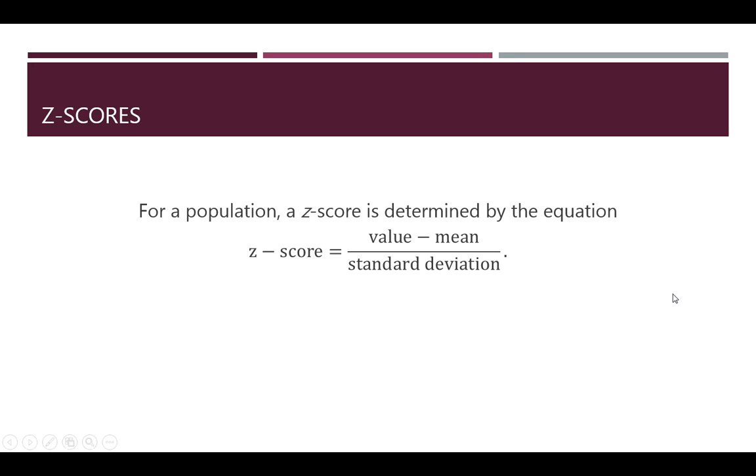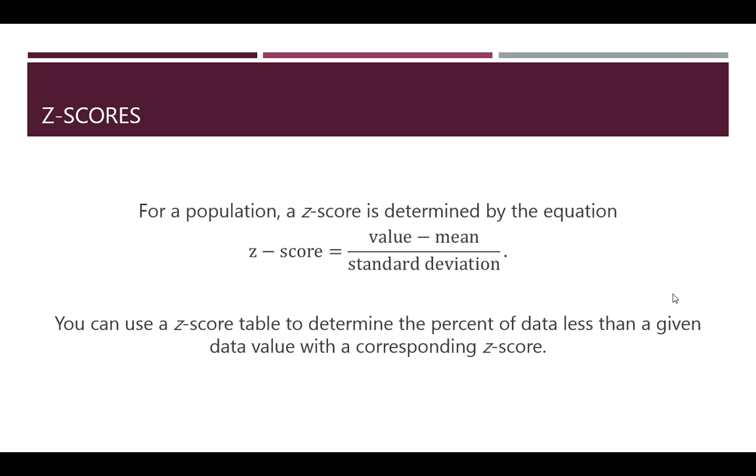So since last time we calculated z-scores, we're still going to be calculating z-scores today, but now we're actually going to use a z-score table. Once we look up our z-score on our z-score table, we will be given a number that gives us the percent of data less than a given data value with that corresponding z-score. So always remember that the percent that we're being given is always the data less than with that z-score. It's always less than. And we'll talk about what happens when we encounter more than in just a little bit.